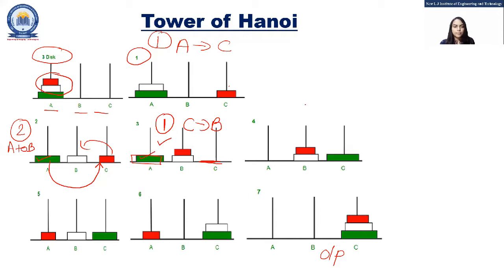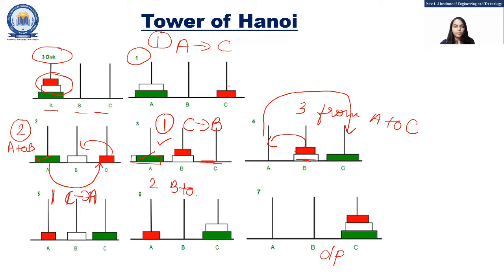So the fourth step is moving disk 3 from A to C. So directly we have shifted it from source to destination. Now we need to place B over here. On B we have 1 also, so we will shift it here. So the fifth step is we will shift 1 from C to A. Then we will shift this white one from B to C. So second from B to C, and last, first from A to C.